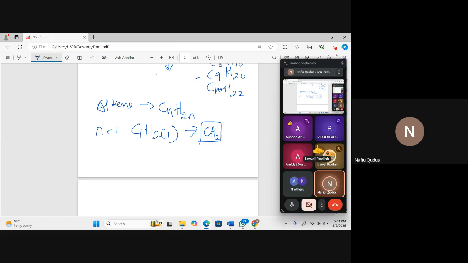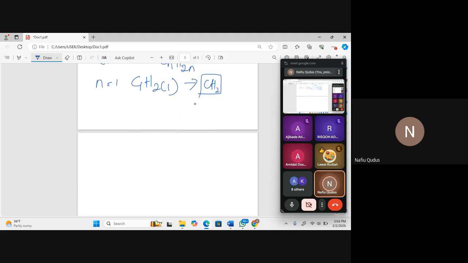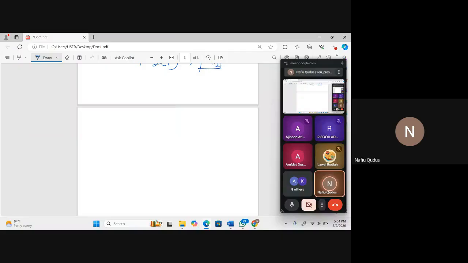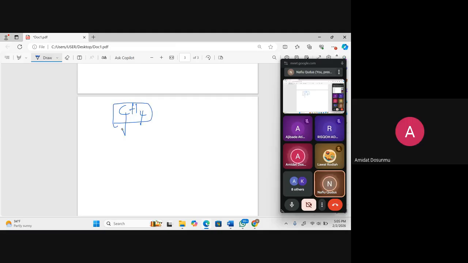But in organic chemistry, or what we call covalent bonding. So in covalent bonding, the methane, which is CH4, that is this carbon, is being surrounded by how many hydrogen? Which is 4 hydrogen. When you want to draw it, you have C, you have H.